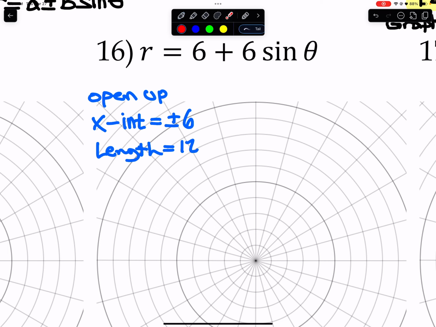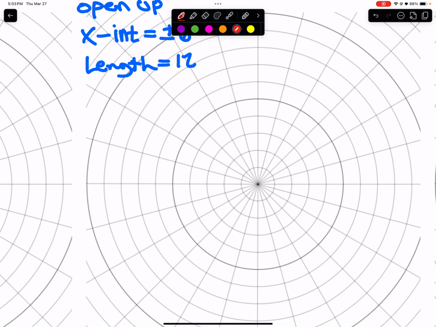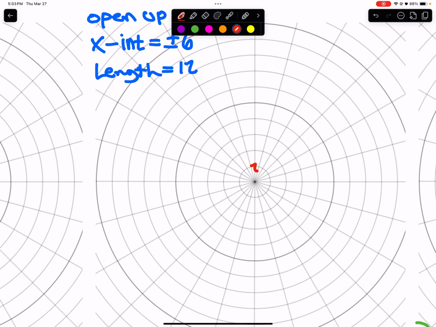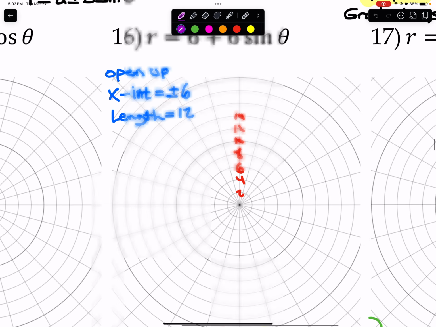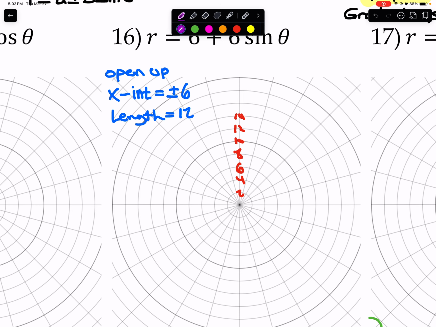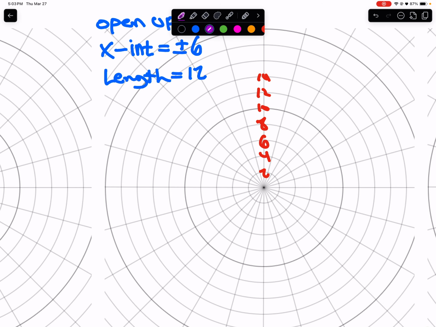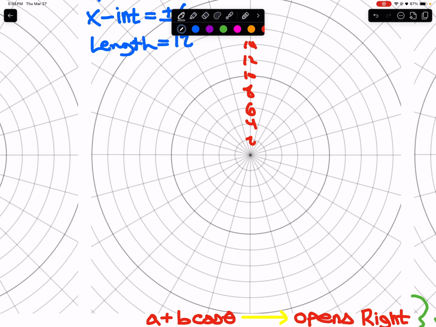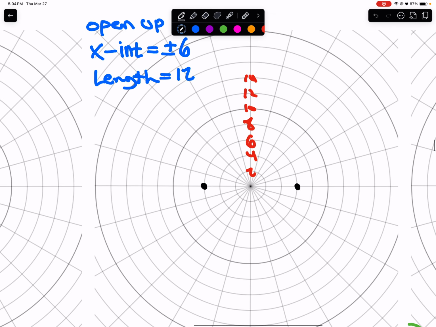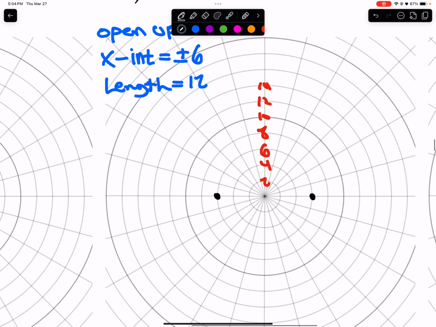Now, your graphs only go up to 10, so I chose this one on purpose just in case. So if you absolutely need to, which in this case we do, you can do a scale on your polar graphs, which won't be very often or very common. But in case your values do get too big for your graph, you can do a scale. Okay, so when I plot my points, I'm going to have x-intercepts at, whoops, follow my scale, 6 and 6, since I'm doing a scale of 2. And then I'm going to have a length of 12, and it's going to open up.